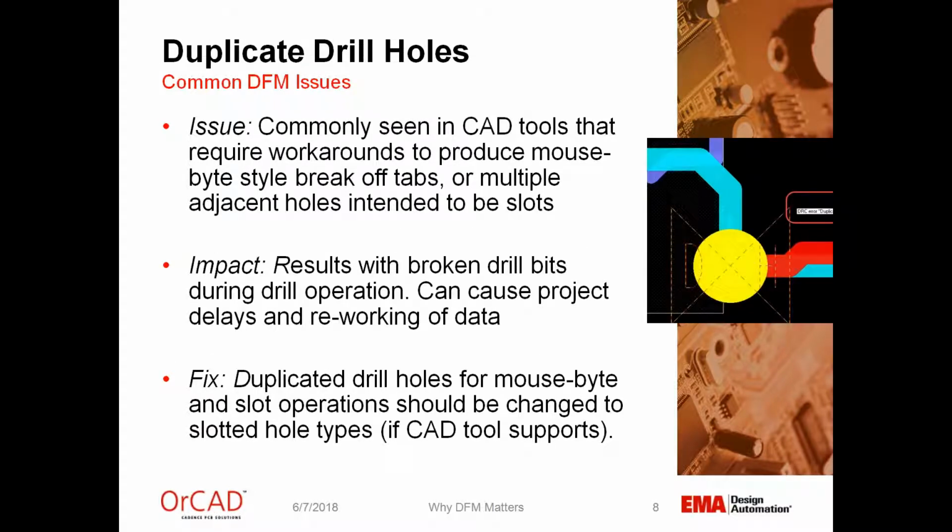The next one is duplicate drill holes. Now, in this screenshot here, this is a coincident via, and this is a common occurrence too. So this is where I have two vias on top of one another, but I've also seen it in CAD tools in the past, where people try to produce slotted holes or a mouse bite breakaway tab, and they would have all these coincident drilled holes together, so that they could snap that off after it's fabricated.